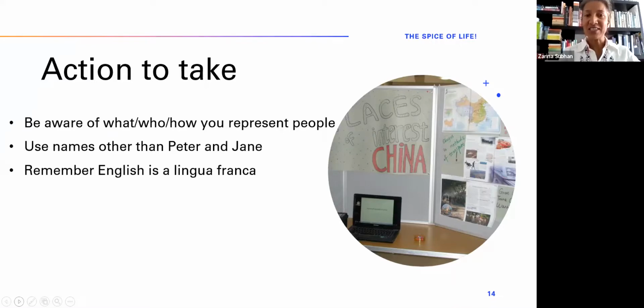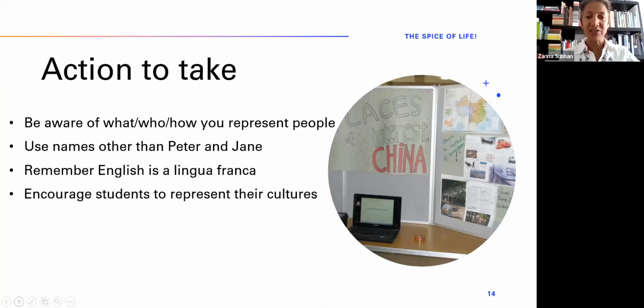Remember that English is a lingua franca, and that just because we're doing English language in the classroom doesn't mean everything has to be about England or the UK. And invite the inclusion of students by encouraging them to represent their own cultures. It's still using the language, so we're not moving away from what we should be doing in the classroom.